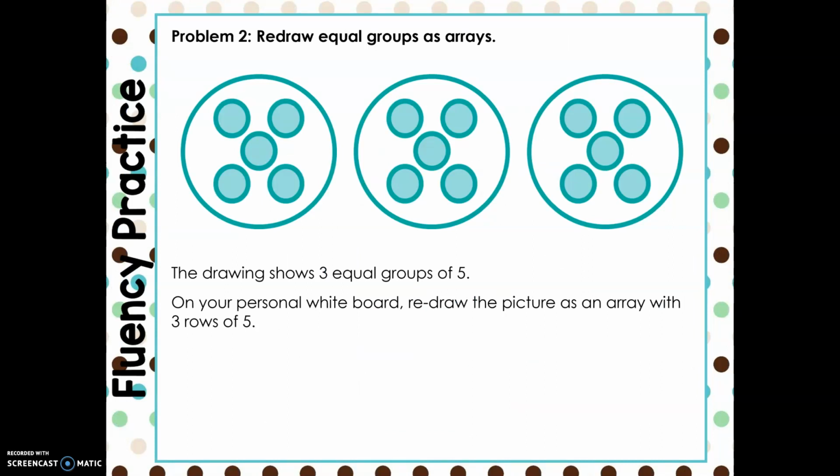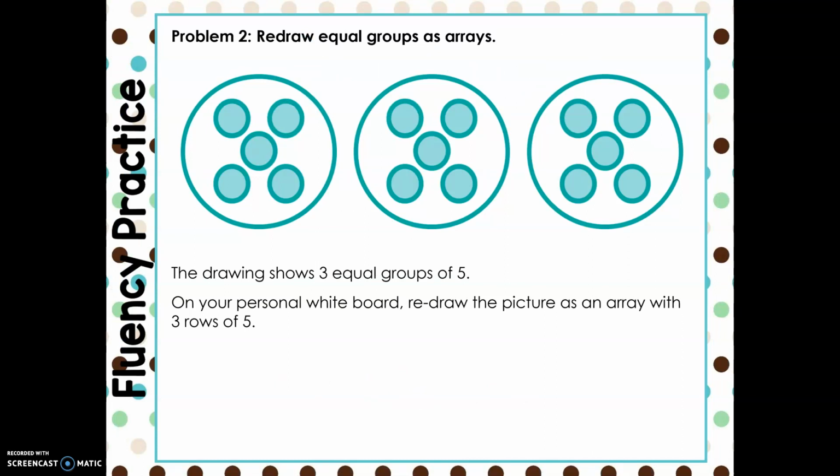All right, let's look at this next problem. It says redraw equal groups as arrays. The drawing shows 3 equal groups of 5, so we're going to redraw the picture as an array with 3 rows of 5.